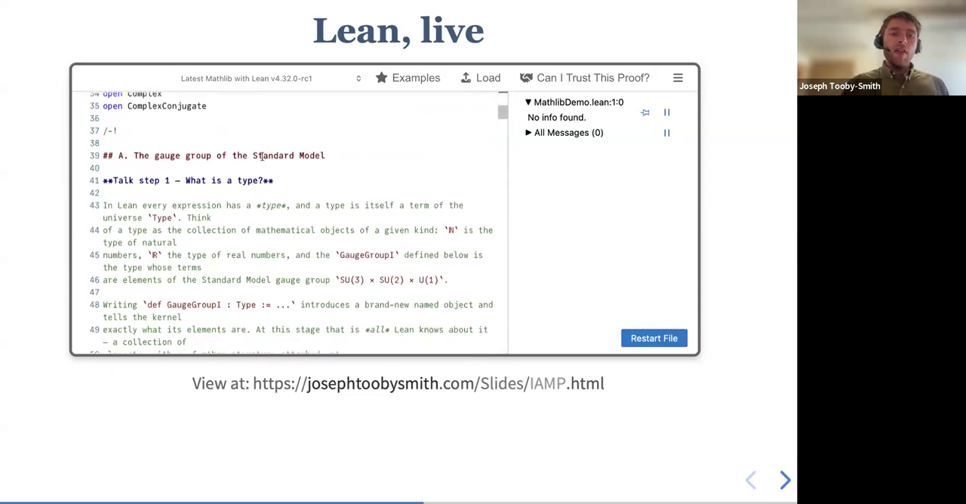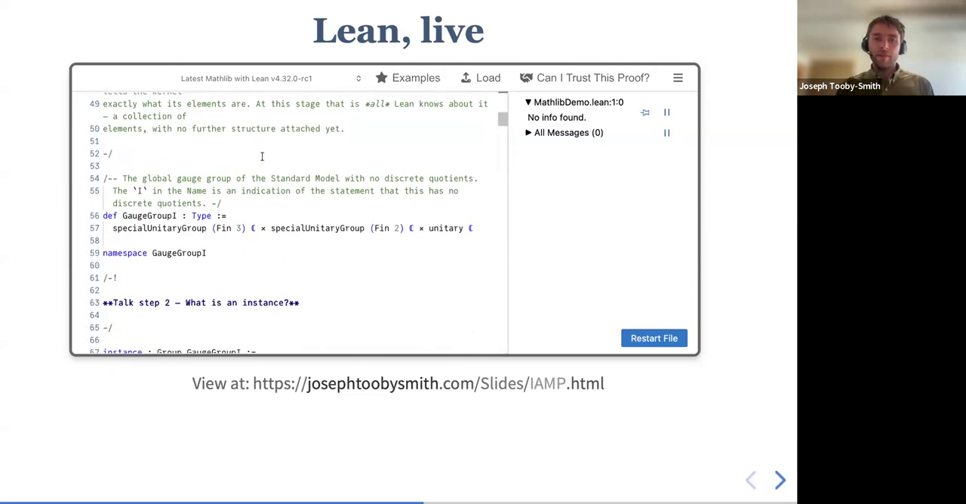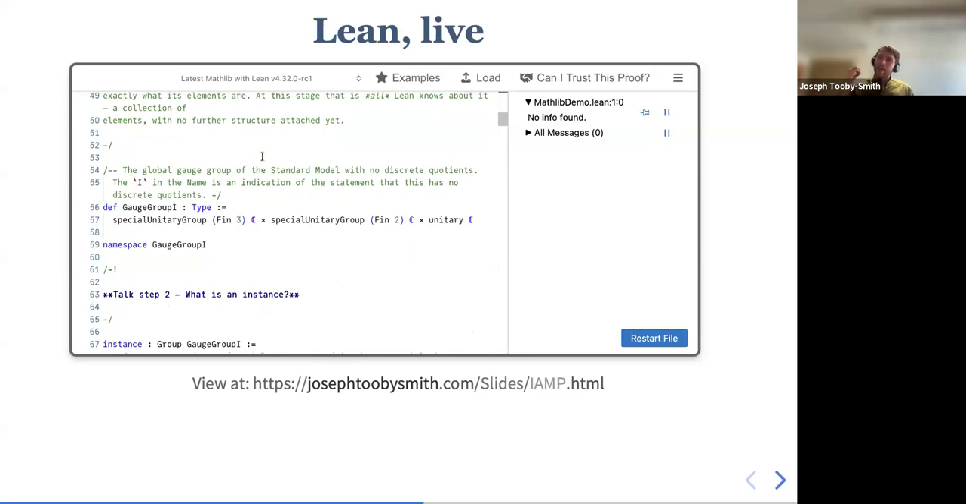Lean is based on something called type theory. And if you don't know what type theory is, don't worry. You can think of a type as very similar to a set. So for every set that you might have in physics, for example, the set of real numbers, the set of complex numbers, the set of fermions, the set of the gauge group of the standard model, in Lean, you've got a type. And what you're looking at on the screen right here, hopefully you can see this, is the set or the type that corresponds to the gauge group of the standard model.